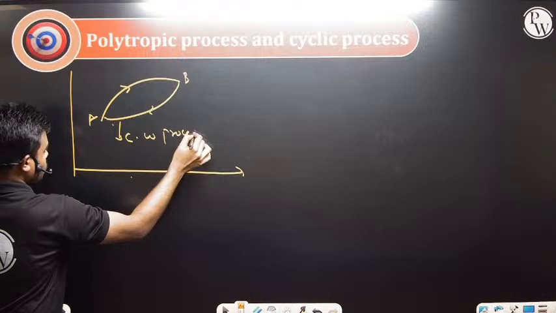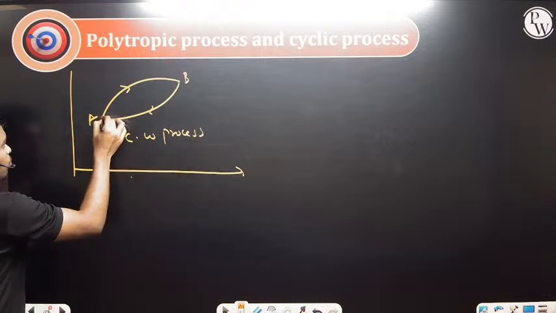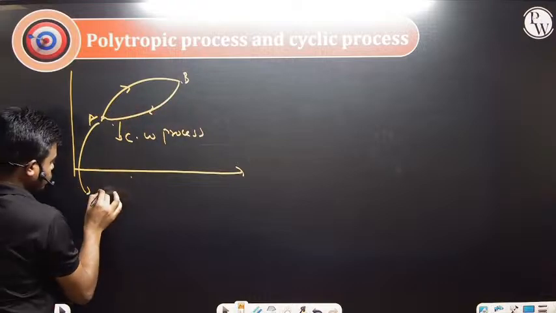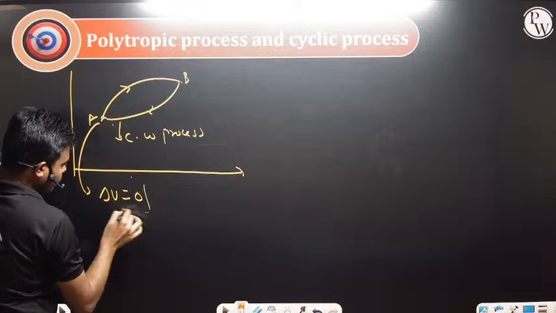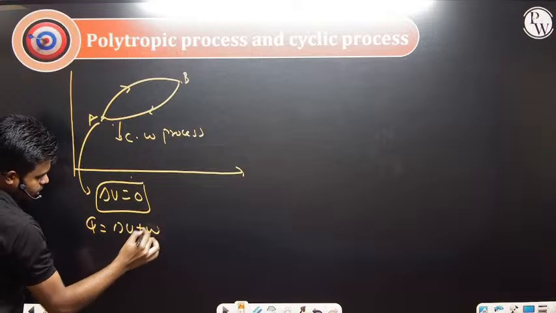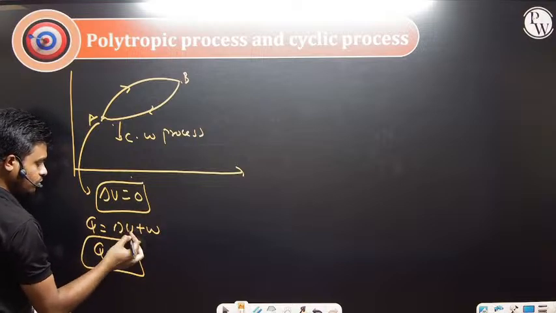In the clockwise and anti-clockwise processes, there is one difference. Whenever it starts from point A, goes to point B, and again comes back to point A, the initial state and final state are the same. So what is delta U? Delta U will be 0. And Q is equal to delta U plus W. Delta U is 0, so Q is equal to W.